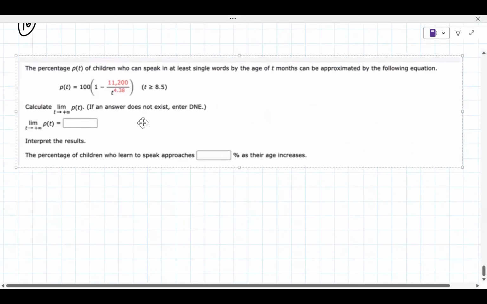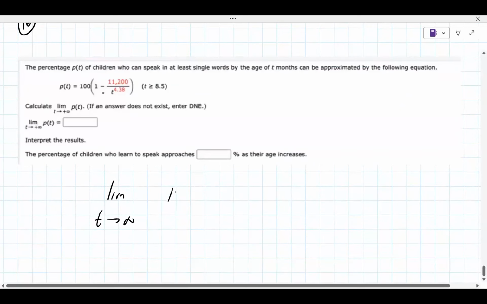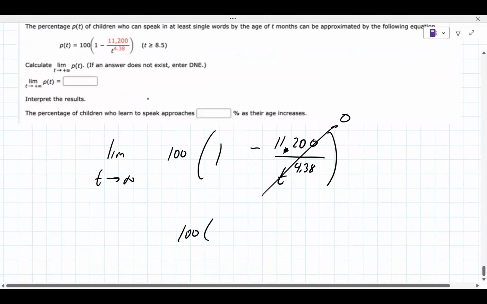The percentage P(T) of children who can speak at least single words by the age of T months can be approximated by the following equation. What's the limit as T goes to infinity? It probably looks more complicated than it actually is. Is it just bottom heavy? Exactly. So the part on the right doesn't really matter, this whole thing goes to zero. So it ends up being 100 times 1 minus 0, which is 100. The percentage of children who learn to speak approaches 100%.